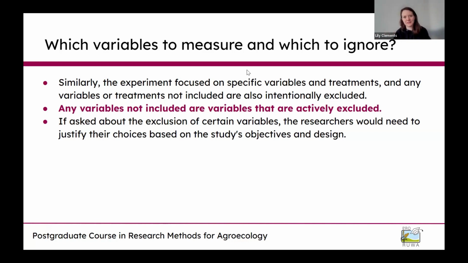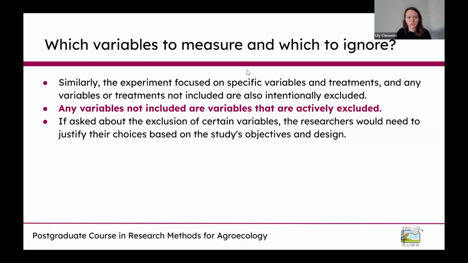And then our third type is an experiment. We go into surveys and experiments more later. In the experiment here, as we said, we're looking at a treatment. So the experiment focused on specific variables and treatments. Any variables or treatments that are not included are therefore actively excluded. They are intentionally not included.